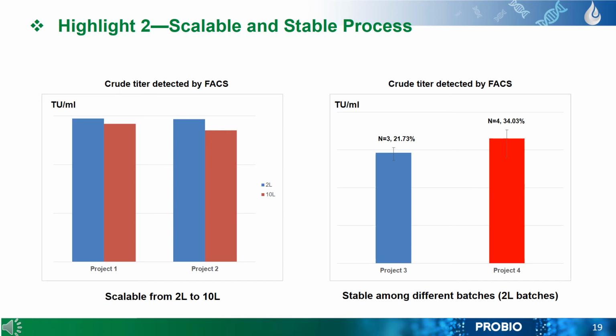The second highlight is its good stability and scalability. Stable titer from 2 liter to 10 liter in 2 projects. More than 3 batches of stable titer in Project 3 and Project 4.